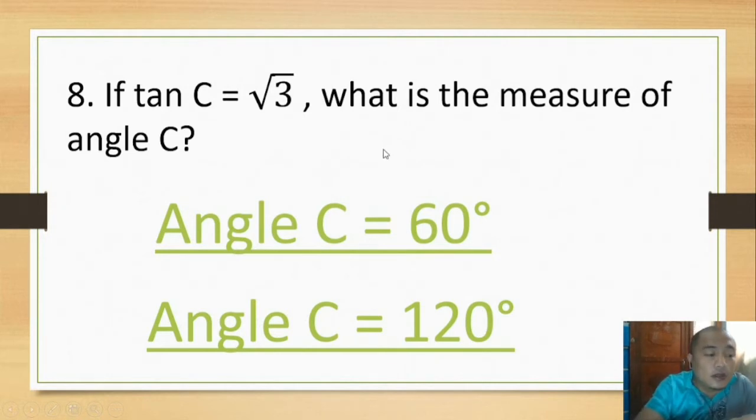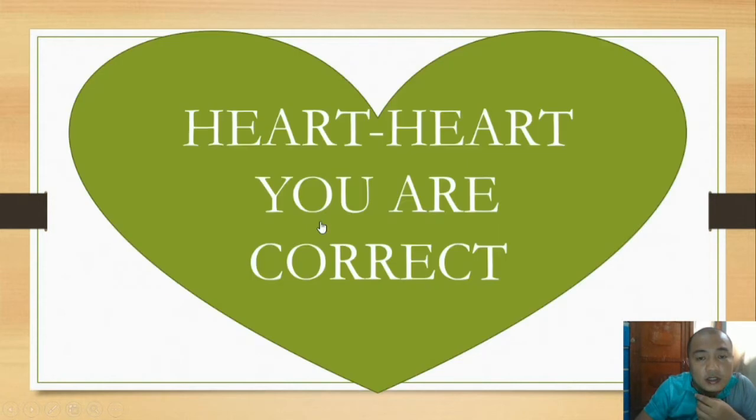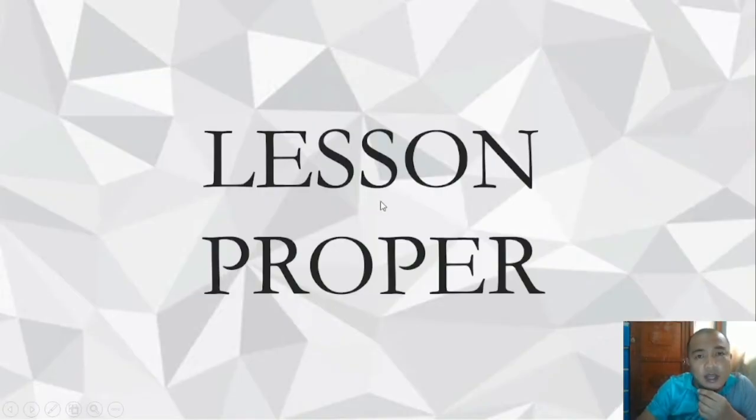So using your calculator, press shift tan square root of 3. And it's equal to 60 degrees. Yeah, 60 degrees. So you are correct. So let us now proceed to our lesson proper.